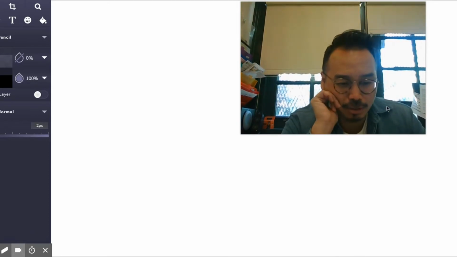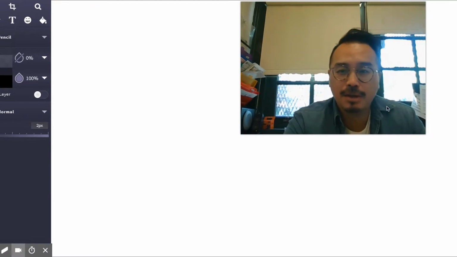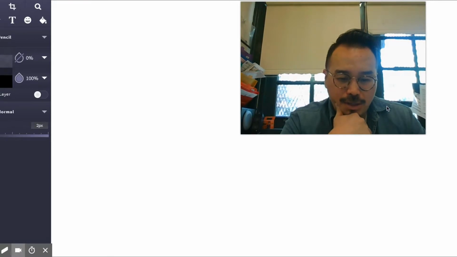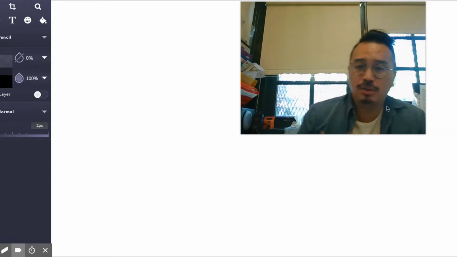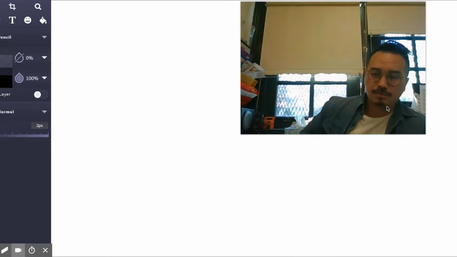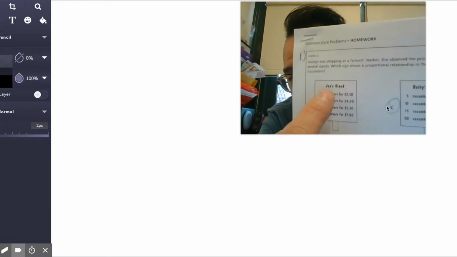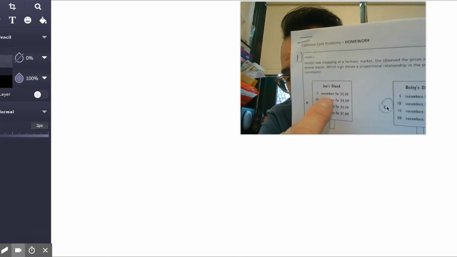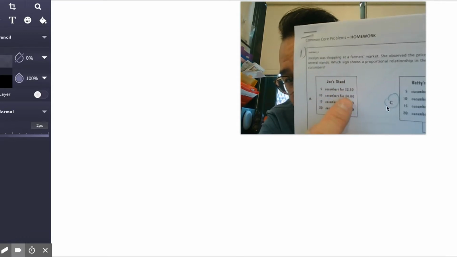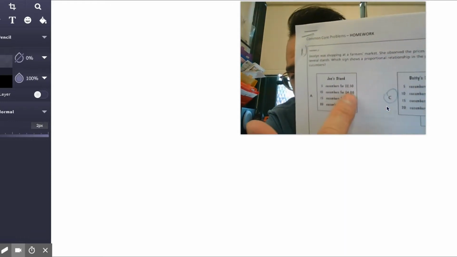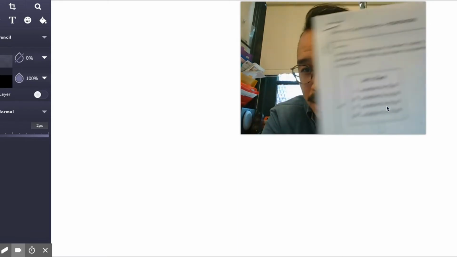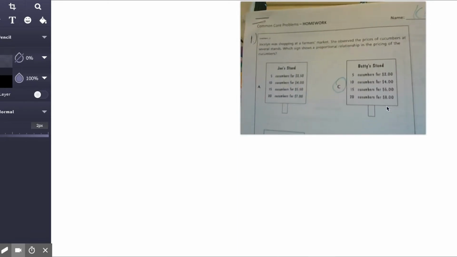Okay, number one, Jocelyn was shopping at a farmer's market. You've got the four signs, or placards, and which one is a proportional relationship? This is what I did: I cross multiplied them. I went 5 times 4 and 250 times 10, and you realize right off the bat that when you cross multiply, they won't be the same. So it's not B, and as soon as I go to C, it's right.